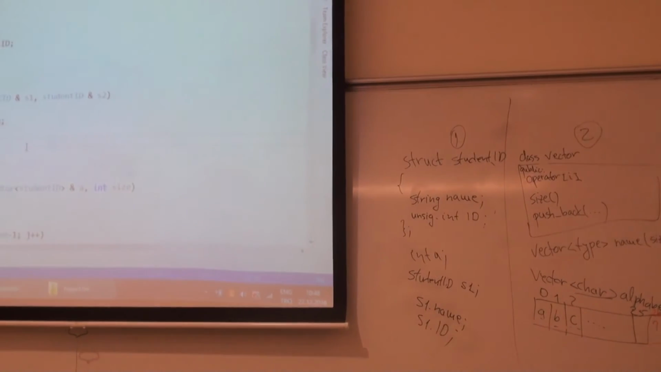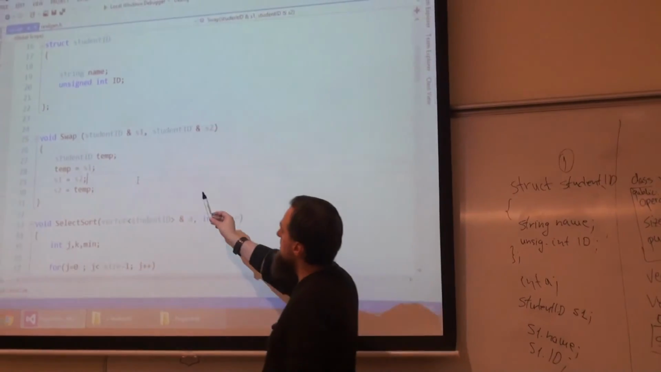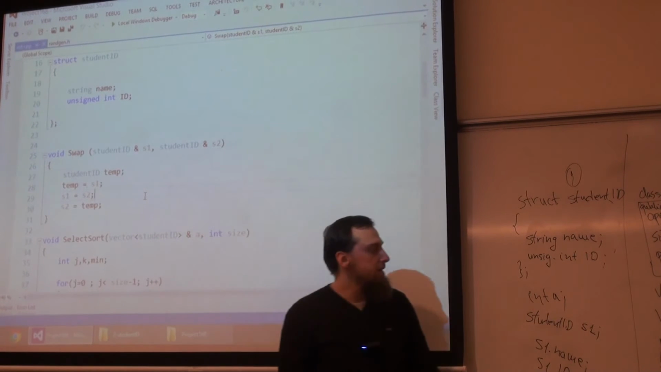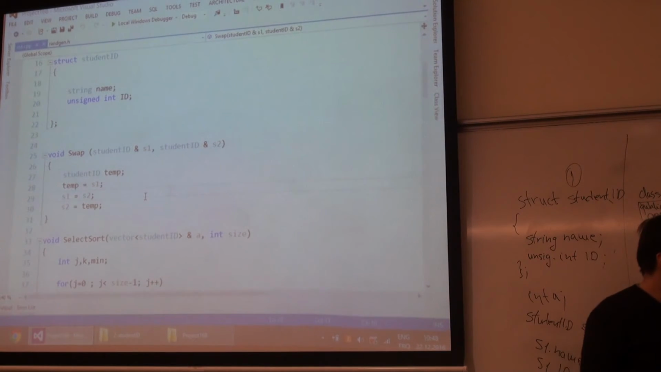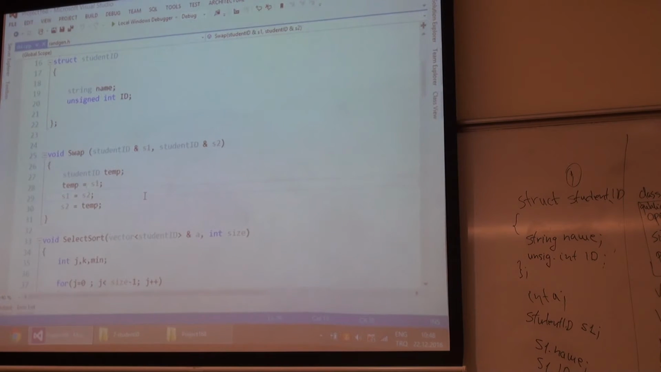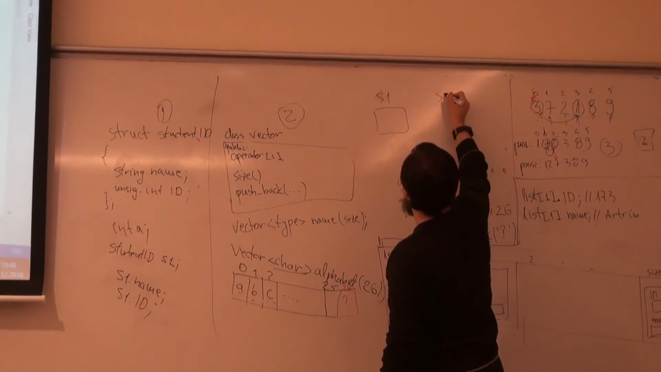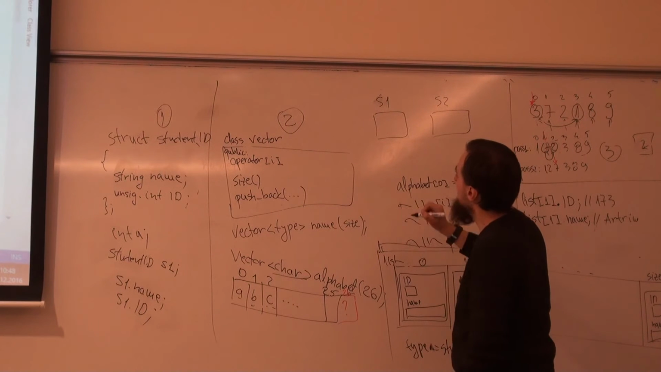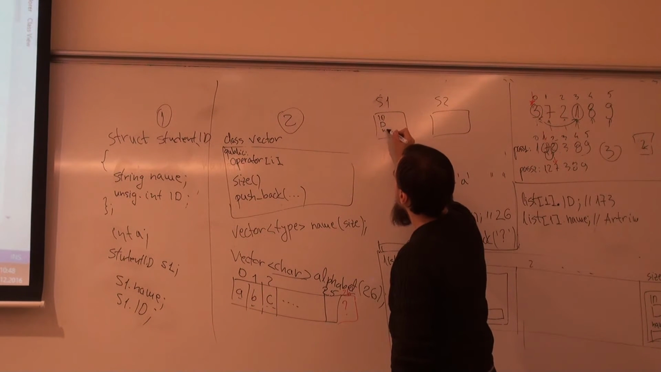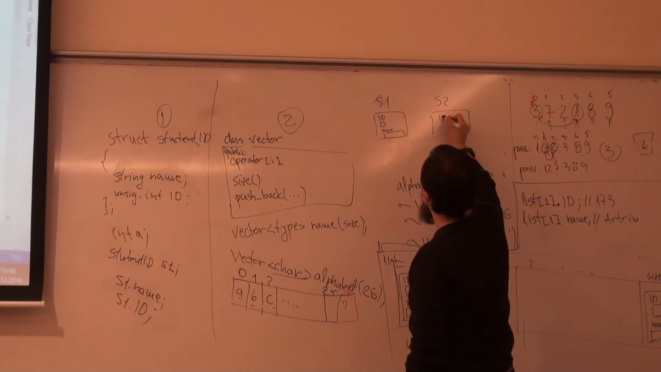What the swap is doing is the following. It takes 2 parameters, S1 and S2. Basically, we should sort this vector in accordance to the ID of the students. And when we sort them, we want to see the changes in the main function, or the function that has called that particular function. That's why we send them as parameters. How it's working: let's say this is student S1, and this is student S2. Of course, we have the ID and the name for each.